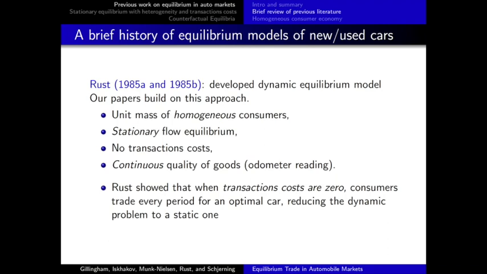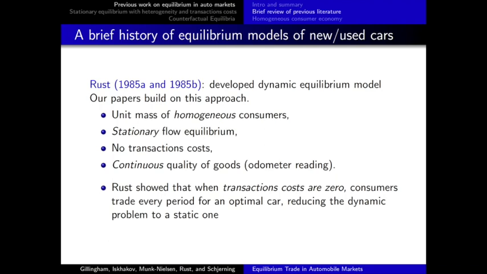We're going to work with just the age of the cars because it's a little bit easier, because it's a discrete deterministic transition. Okay. And then there are no choices of how much to drive the cars. We're just going to take it as a deterministic 1, 2, 3, 4, 5 transition of the age of cars, okay, until replacement. And then he showed that when transaction costs are essentially zero, consumers trade every period for the optimal car and basically reduce the dynamic programming to a static one, and then you can solve for it analytically, okay?